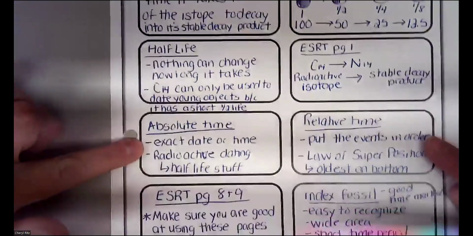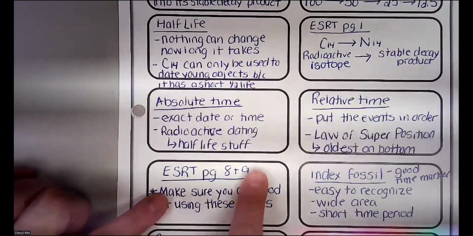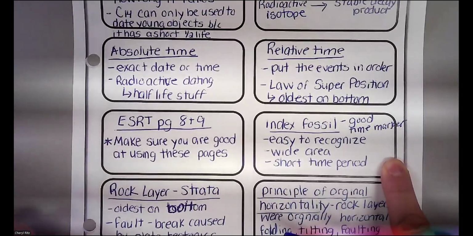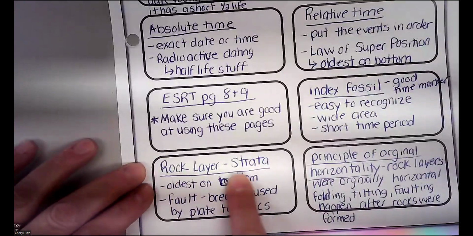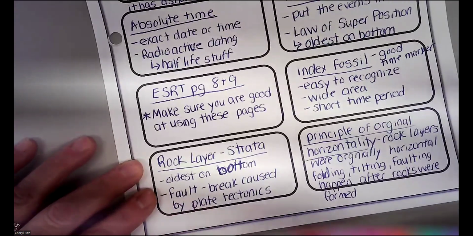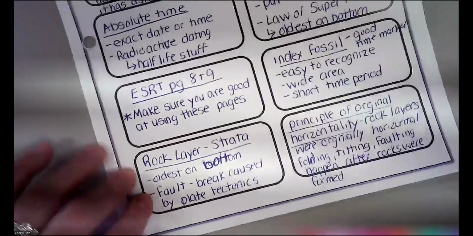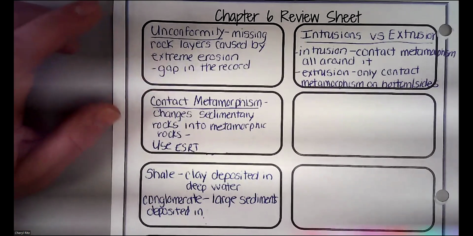Then I just reminded you of the difference between absolute and relative time. You have to know how to use pages 8 and 9 of your reference table. You do need to know the 3 things that an index fossil has to be. Just to remind you that rock layers, which are called strata, the oldest is always on the bottom. A fault, which is a break, is caused by plate tectonics. Principle of original horizontality: layers are always deposited horizontal and tilted after. Unconformity is a gap in the geological record.